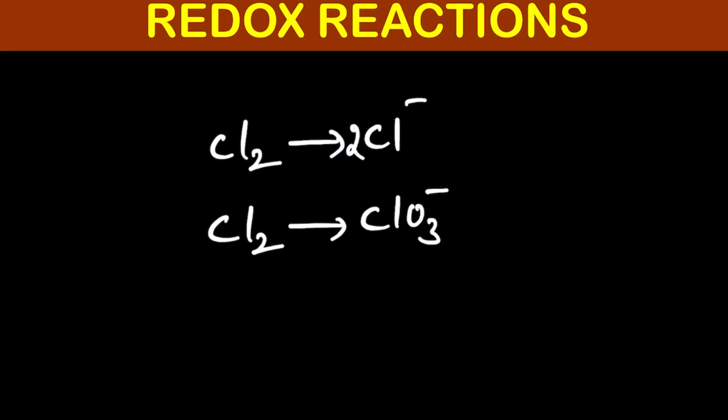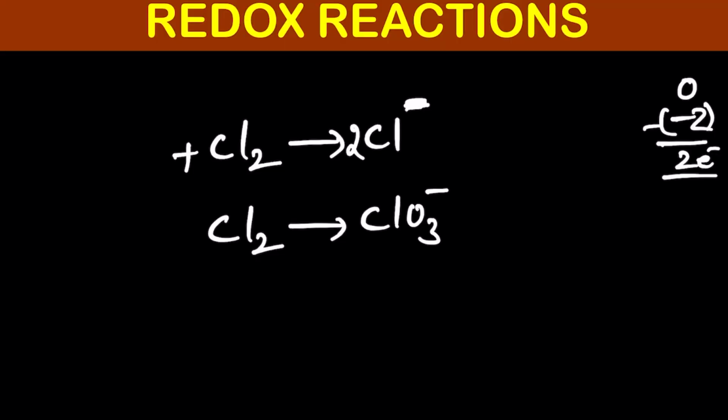Now directly balance the charge. On the product side, each chlorine is -1. There are 2 chlorine, so this is -2. On the reactant side, it is 0. So 0 minus of -2, because higher oxidation state minus lower oxidation state, 2 electrons are involved.